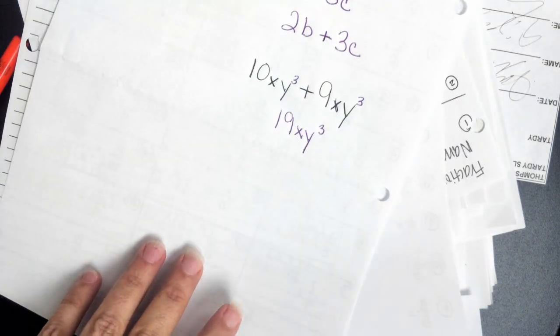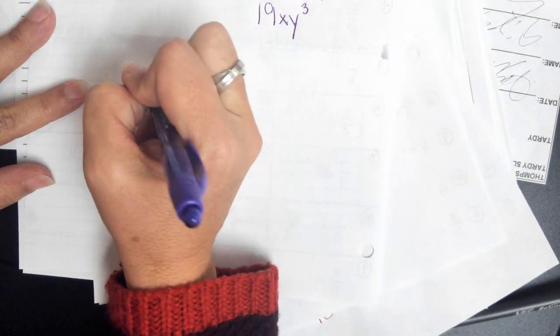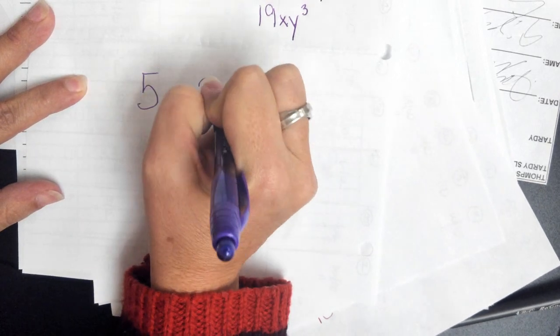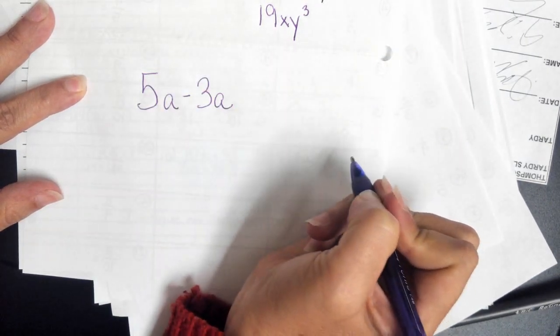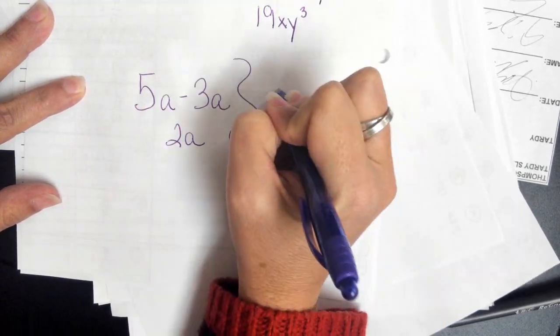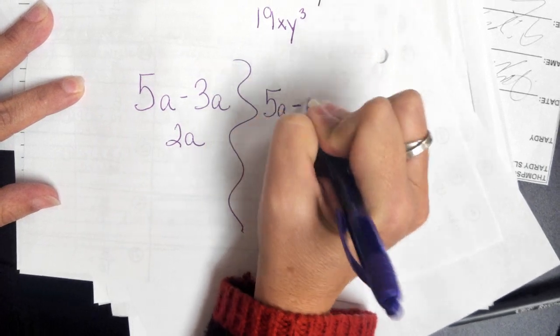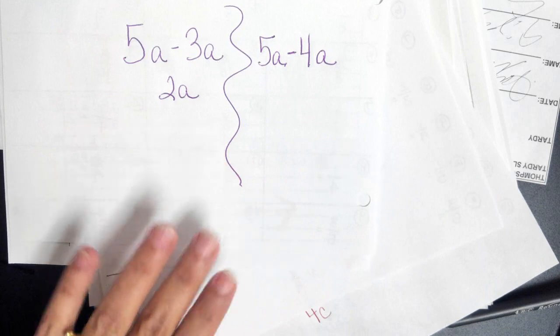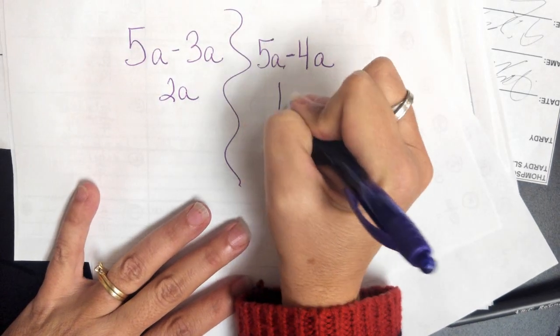Okay. Make sure I'm not jumping the gun and going too fast. The other rule is this. You're going to see subtraction. And it doesn't change anything, so let's say it's 5a minus 3a. That would be 2a. Okay. But what if it is 5a minus 4a? Okay, it is 1a, meaning it is a 1 and an a.